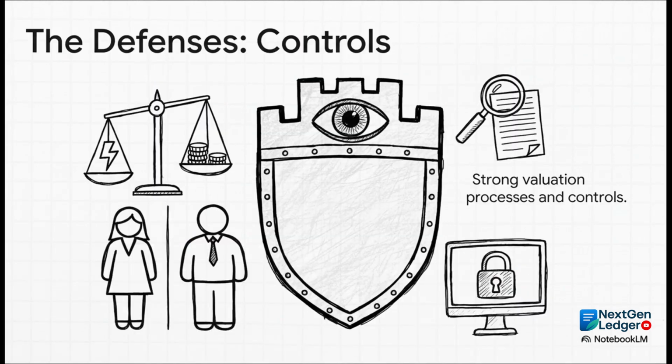Now, to deal with all that danger, companies are supposed to have some pretty strong defenses in place. This means things like deciding exactly how much risk they're willing to stomach, making sure the people making the trades are separate from the people processing them. It means having powerful IT systems to track everything, and of course, really solid methods for figuring out what these things are worth. It's all about building a fortress of controls around these risky assets.